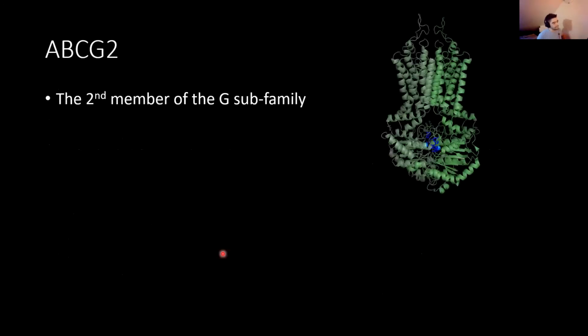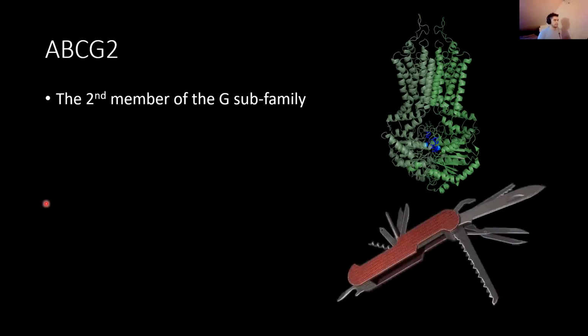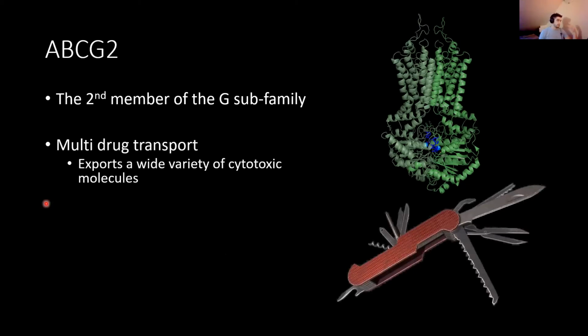And inside this super family, you can find ABCG2, which is the second member of the G subfamily. This protein is responsible for many functions in the body, and an important one is the multi-drug transport, which means that it exports a wide variety of cytotoxic molecules from inside the cell into the extracellular space. This behavior helps defending the brain, the embryo, and the newborn children, because it is expressed in the blood-brain barrier, the placenta, and the breast.